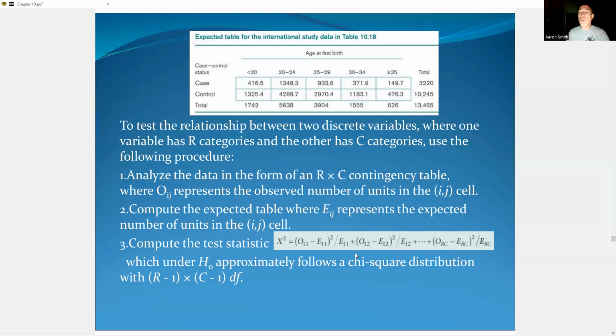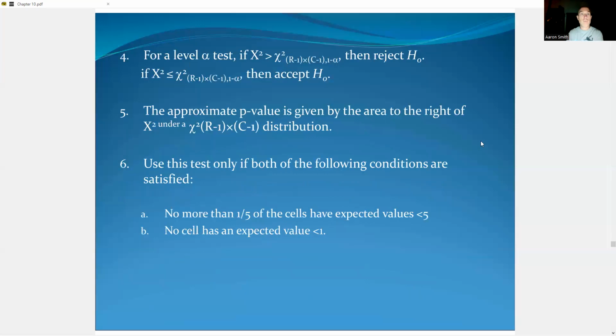Usually when we have larger than 2 by 2, we do not have the correction term. The chi-squared distribution degrees of freedom are going to be the number of rows minus 1 times the number of columns minus 1. All right, we only want to use this test if no more than 1/5 of the cells have an expected value less than 5, and no cells have an expected value less than 1. If this is the case, I just don't have enough data. What you would do instead is start binning your categorical levels together to get enough data, enough mass everywhere.